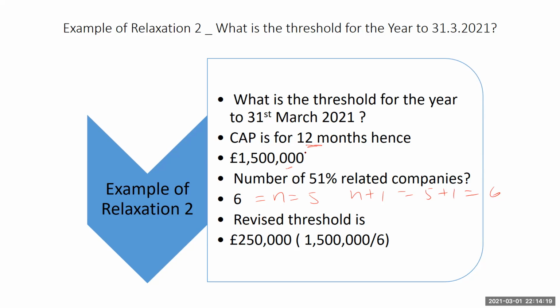So our revised threshold is to divide the 1.5 by the 6, giving us 250,000. If we hold this constant, what is the threshold for the year ended? If we want to use this, what conclusion do we draw? So the revised threshold becomes 250,000.